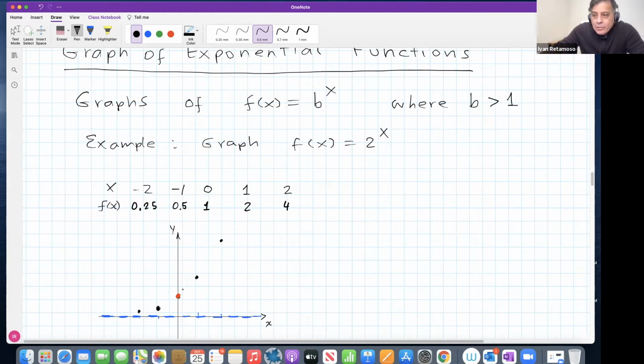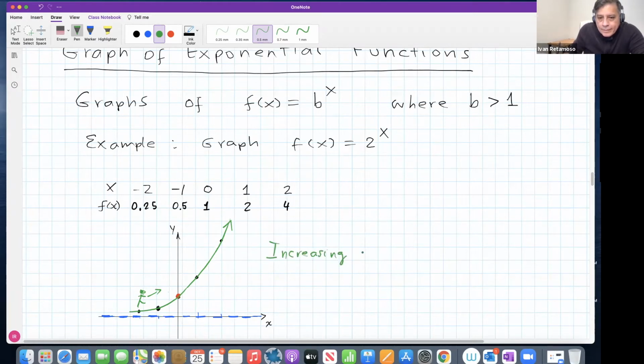Now, when you join those dots with a smooth curve, you're gonna get something like this, smoothly. And this should be considered to be the graph of an exponential function whenever the base is bigger than 1. Increasing from left to right. Let's write it out. Increasing curve from left to right. That's always the agreement for graphing.